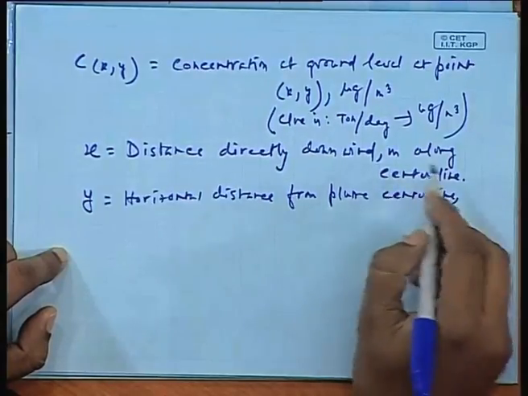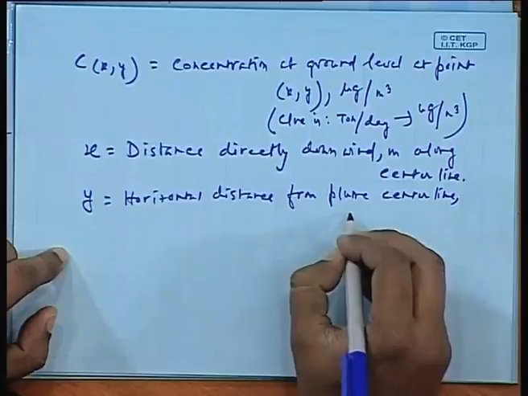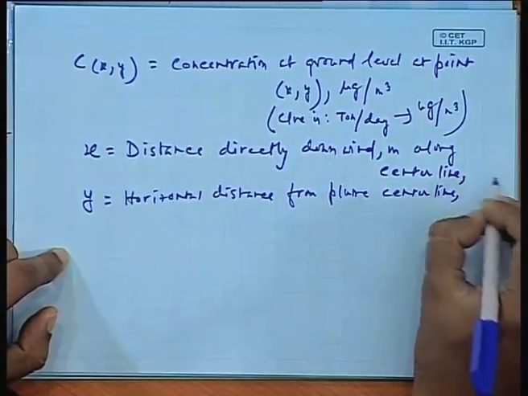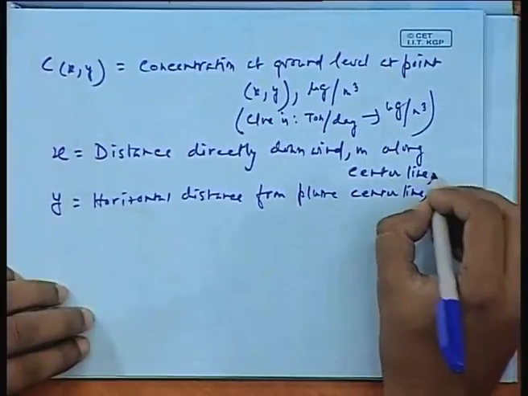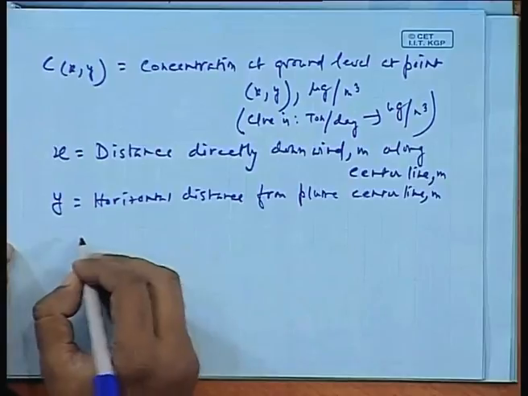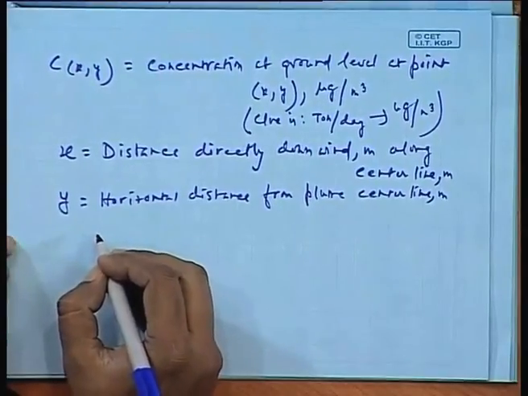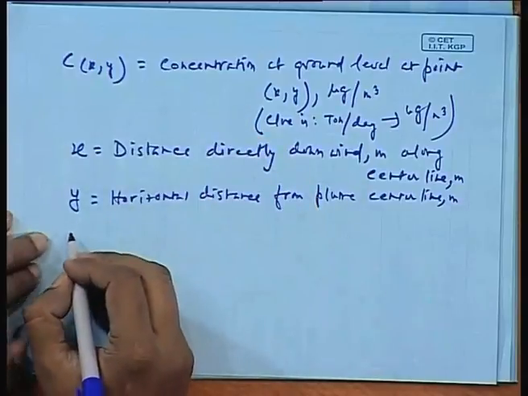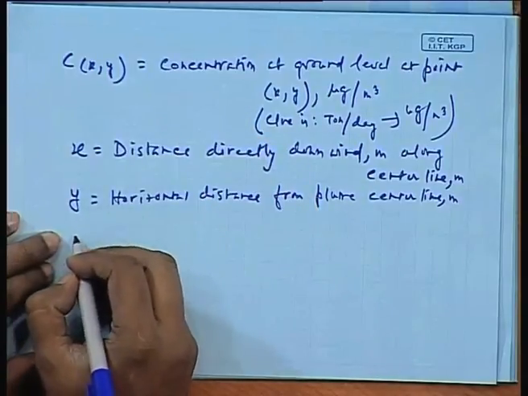Horizontal, that is the line from x, in meters. This is all in meters. Remember, this is of great importance. I will tell you why: most of these sigma x, sigma z and sigma y values would be given in terms of meters.